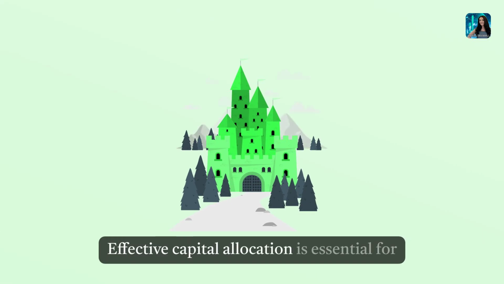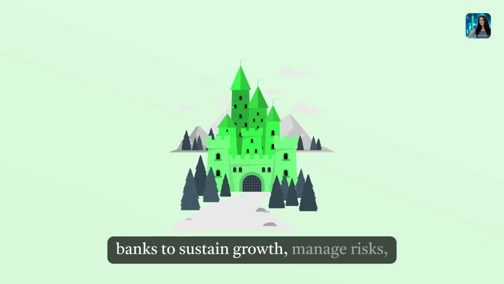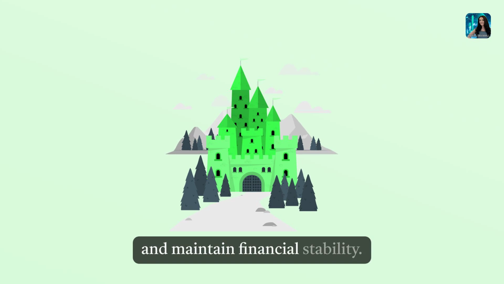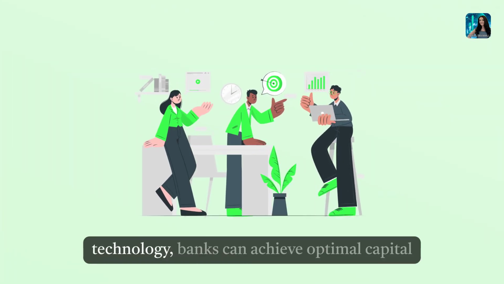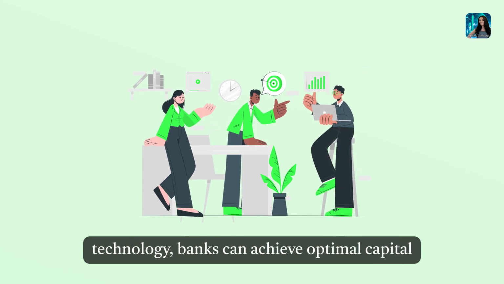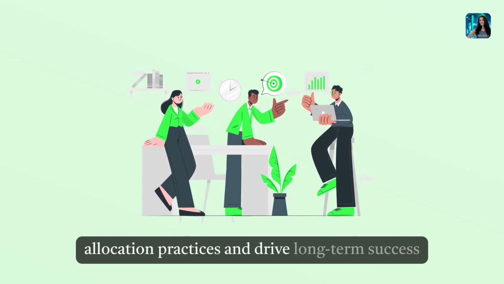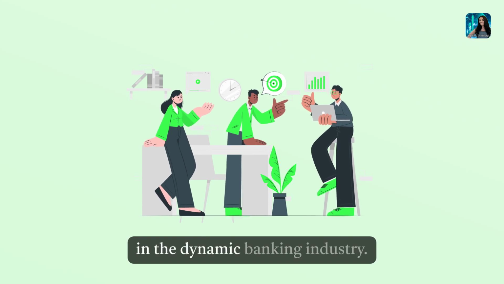Effective capital allocation is essential for banks to sustain growth, manage risks, and maintain financial stability. By implementing these strategies and leveraging technology, banks can achieve optimal capital allocation practices and drive long-term success in the dynamic banking industry.